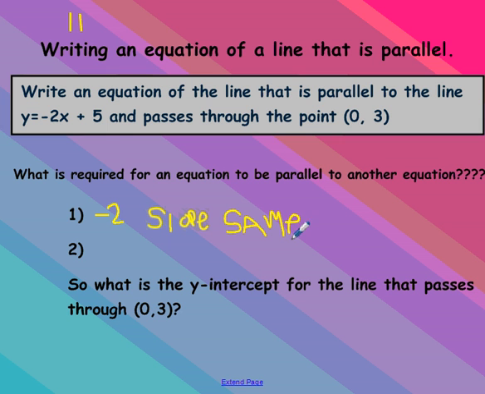And what else do I need to know? That's right, the y-intercept has to be different. Otherwise, I just have the same line on top of each other, and that's kind of silly because they wouldn't be parallel. They're the same line. So I need to have these two things: my slope being the same, and my y-intercept being different.